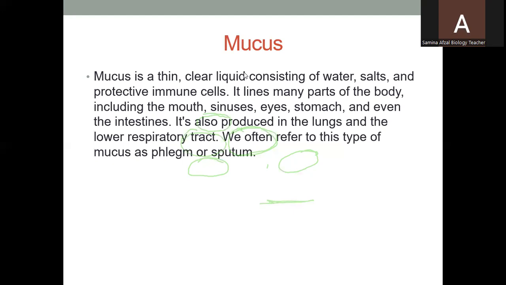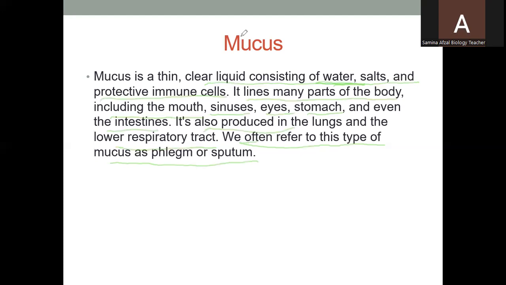Now, mucus glands are present in the respiratory tract, which produce mucus, and mucus is a thin, clear liquid. The composition of mucus is water, salts, and protective immune cells. It lines many parts of the body, including the mouth, sinuses, eyes, stomach, and even the intestine. It is also produced in the lungs and in the lower respiratory tract. We often refer to this type of mucus as phlegm or sputum.